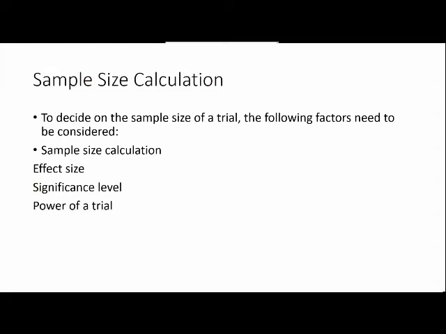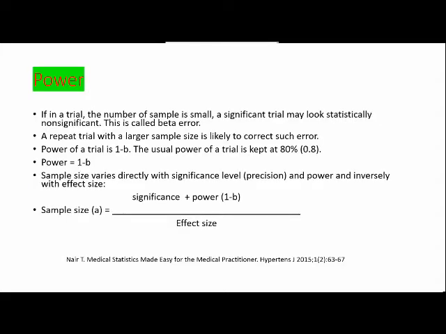And significance is nothing but, if the p-value is less than 0.05, we reject the null hypothesis, and if it is more than 0.05, it's not significant. And regarding the power of a trial, if the sample in a trial is small, a significant trial may look non-significant. This is called a beta error.